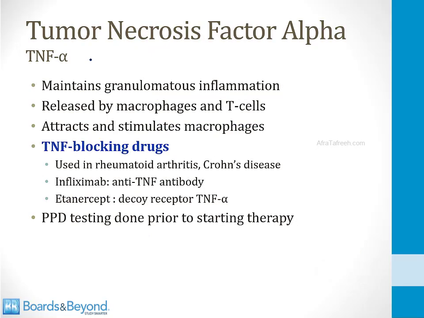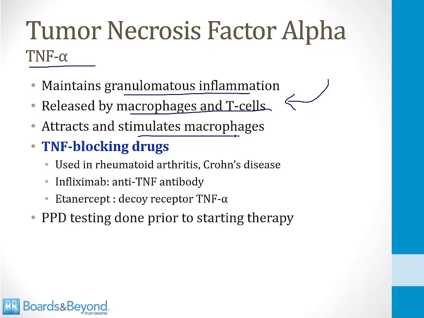Earlier, I mentioned that IL-2 and interferon gamma were very important in granulomatous inflammation. Another important cytokine in granuloma formation is tumor necrosis factor alpha, or TNF-alpha. This cytokine has been shown to maintain granulomatous inflammation. It's released by macrophages and T cells, which, as you know, are the cells involved in granulomas, and TNF-alpha has been shown to attract and stimulate macrophages that, as you know, are involved in granulomatous inflammation.